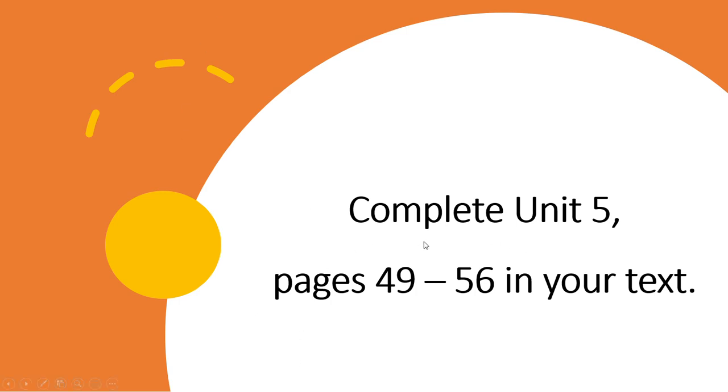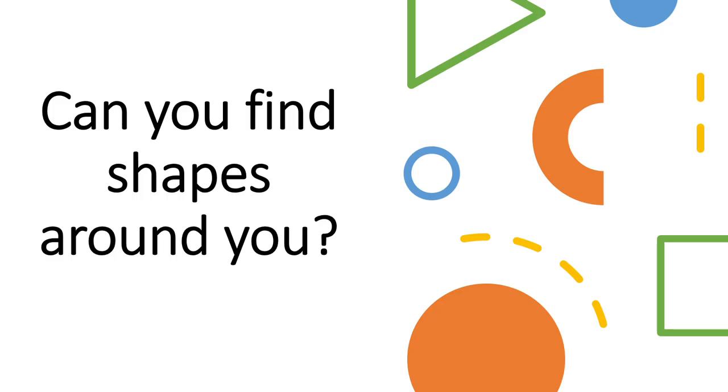At this moment, I would like for you to complete Unit 5 in your book. That is from pages 49 to 56 in your textbook, your Modern Science and Technology Activity book, Infants 2. I do not expect you to do all of those pages in one day, so please take your time when you're completing this activity. And can you find shapes around you? So I would like for you to look around in your environment and see what shapes you can find.